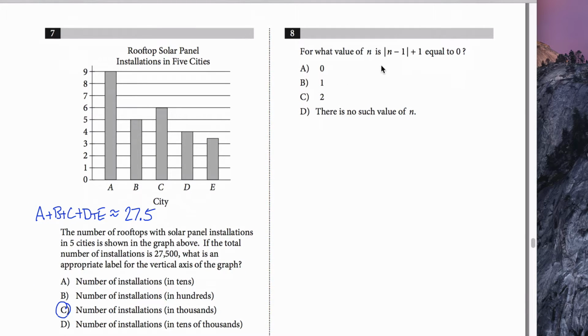Number 8, for what value of n is the absolute value of n minus 1 plus 1 equal to 0? I'm going to start by setting it up as an equation like this. When you have equations that have absolute values in them, it is often useful to isolate the absolute value. So what I'm going to do is subtract 1 from both sides of the equation so that I have the absolute value by itself. Depending on the problem, there's a bunch of different steps I would take at this point.